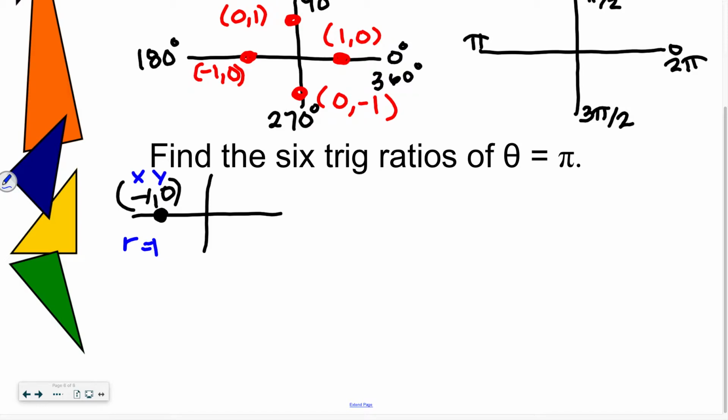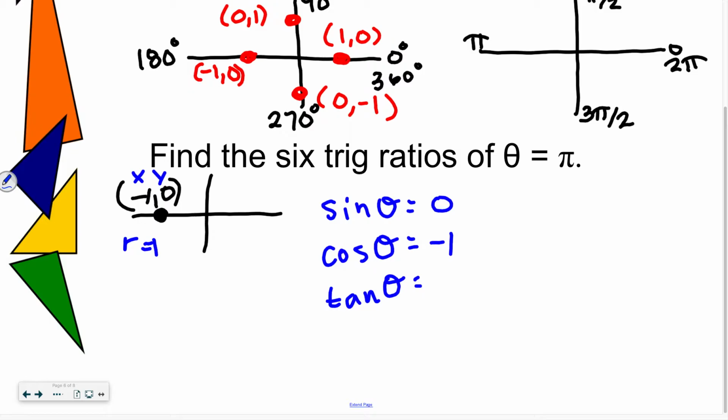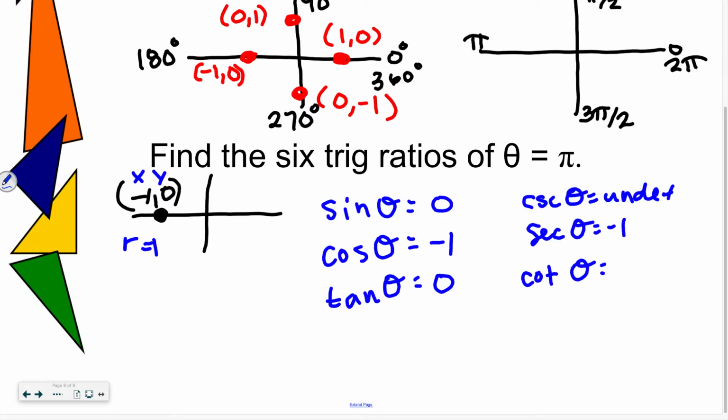And then I do the 6 trig ratios. So the sine of theta would be 0 over 1, 0. The cosine of theta would be -1 over 1, -1. The tangent of theta would be y over x, 0 over -1, 0. Cosecant would be undefined. Secant would be -1. And cotangent would be undefined. Now, those are the exact same answers we got for the previous problem, negative 4, 0.